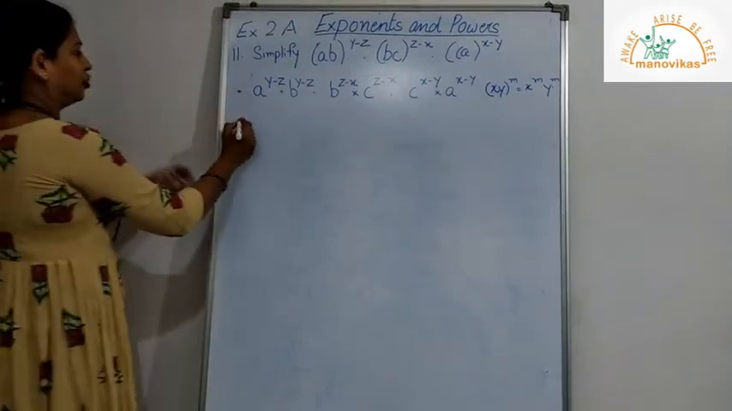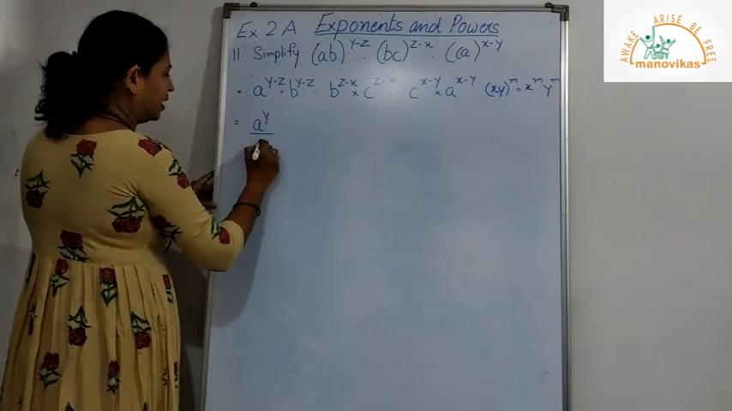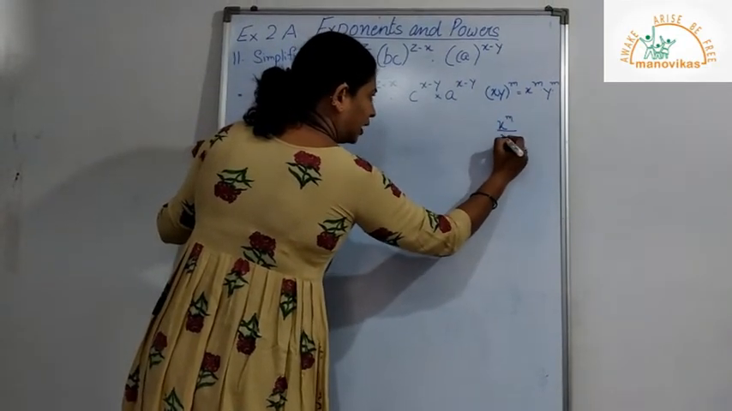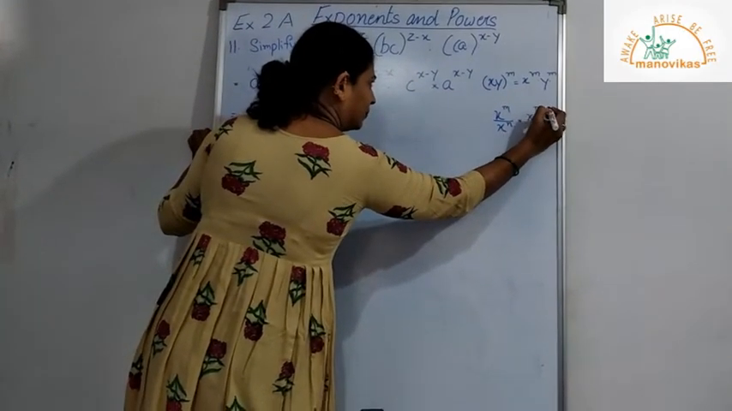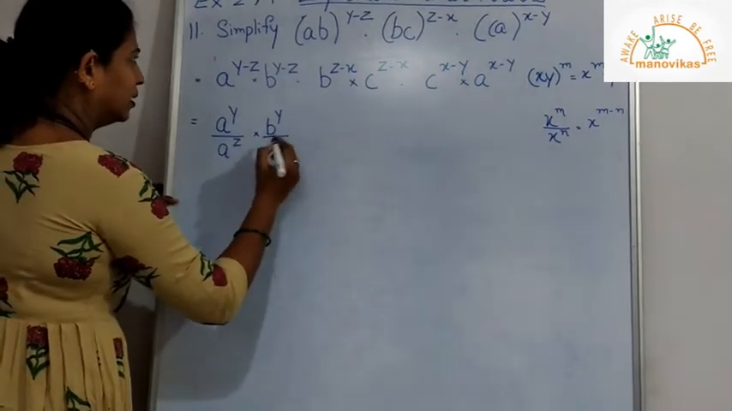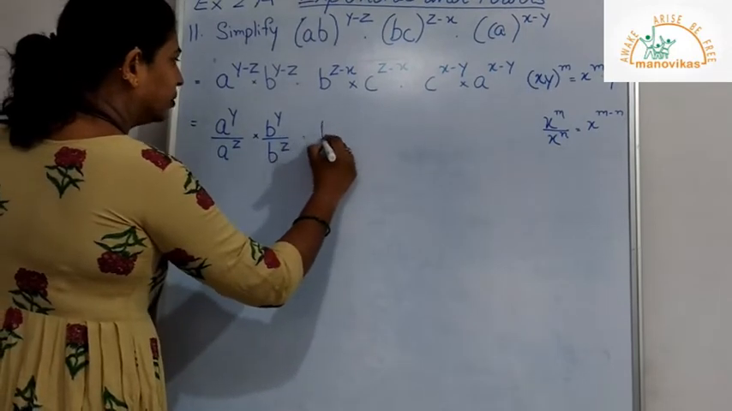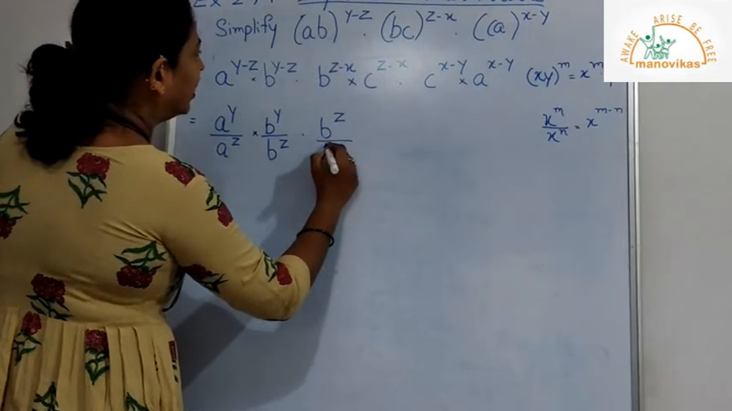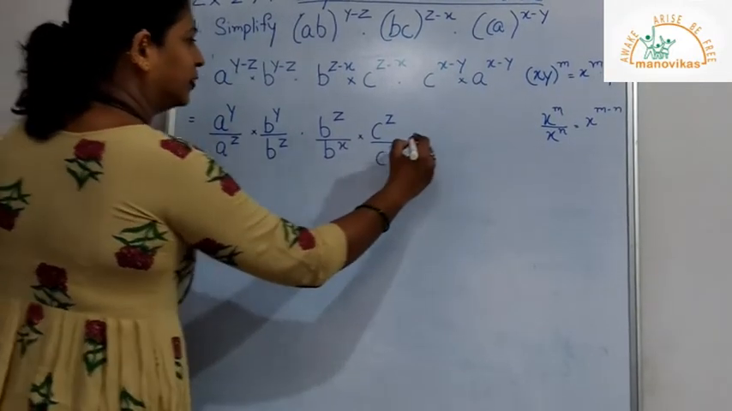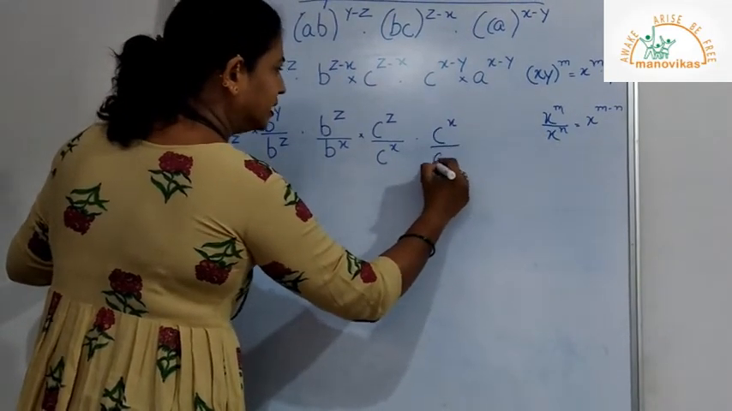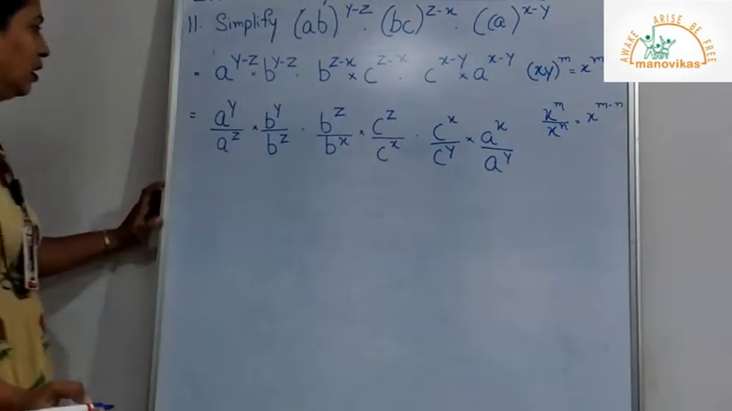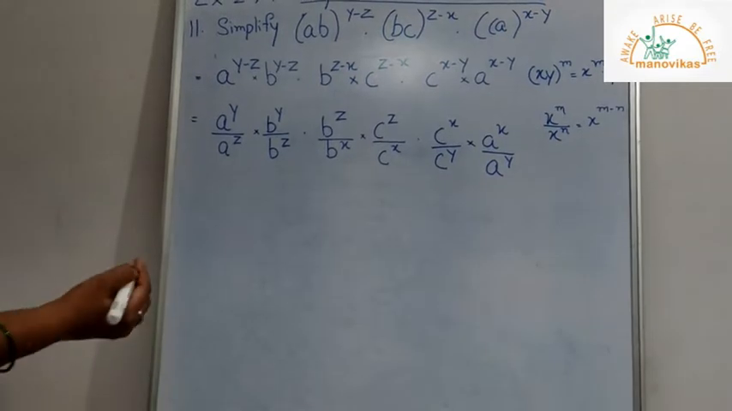Now we can write this in the form a^y divided by a^z, as per the law x^m upon x^n, which is x^(m-n). So we use this law and write this into b^y divided by b^z into b^z divided by b^x into c^z divided by c^x into c^x divided by c^y into a^x divided by a^y. Now you can check if there are similar terms and cancel them out since it is a product.